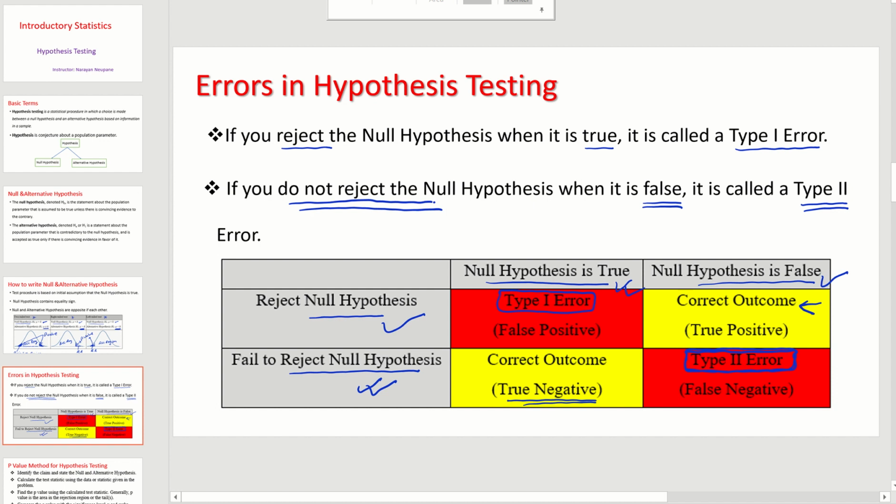So there are two types of error. Always remember, type 1 error and type 2 error. In type 1 error, you reject the null hypothesis when it is true. And type 2 error will occur when you do not reject the null hypothesis when it was actually false.